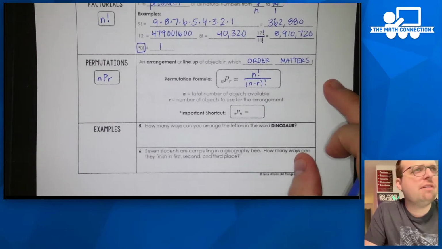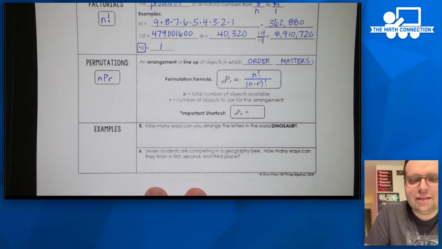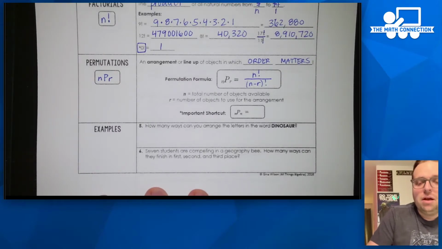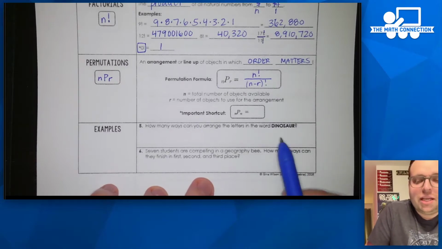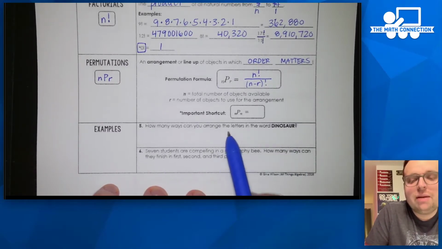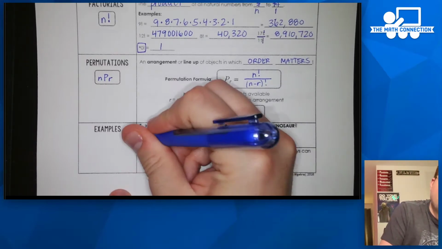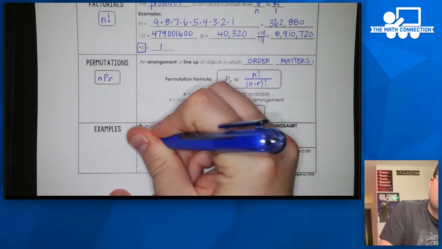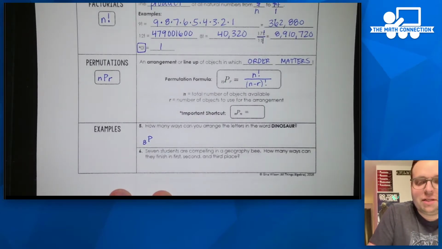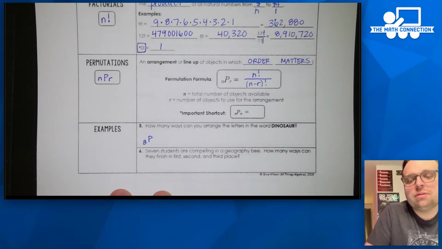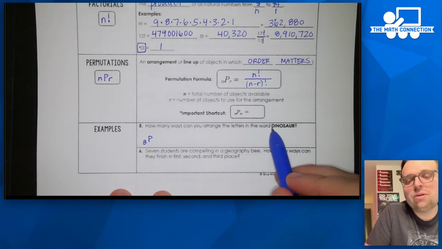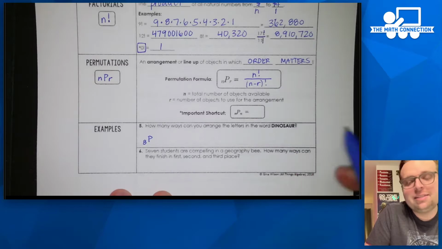Number 5 at the bottom here says, how many ways can you arrange the letters in the word dinosaur? Well, the first thing that you should be doing is looking and counting how many objects you have. We're talking about the letters in this word, and there are 8 letters in dinosaur. So the n value here is 8. And it's a permutation because the order of the objects matters. In other words, when you place the D in dinosaur in the first slot, you can't place it anywhere else. It can't be used again.